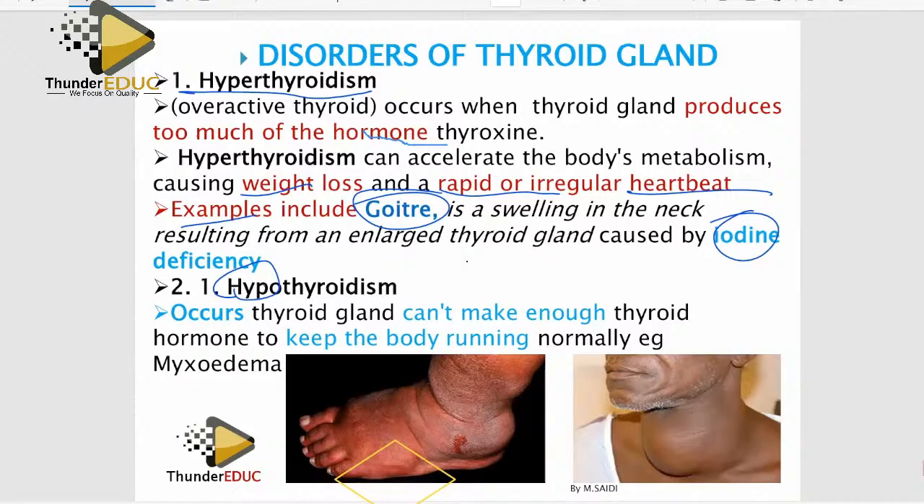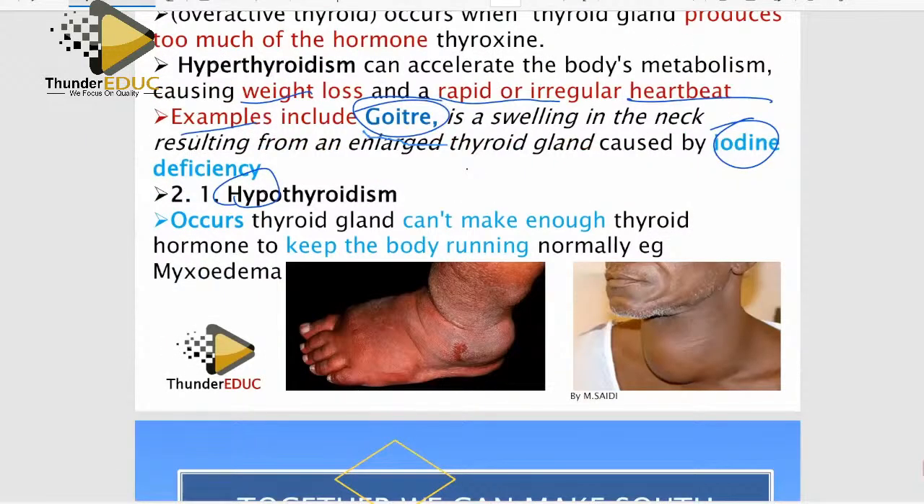Hypothyroidism means that you are producing less, and in most cases, you suffer from what is called myxedema.